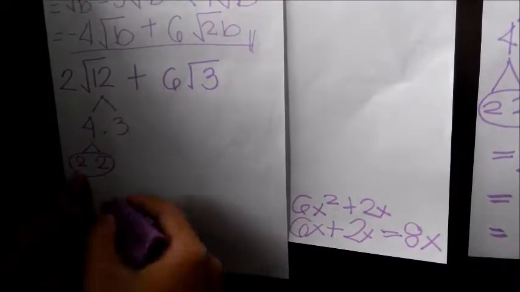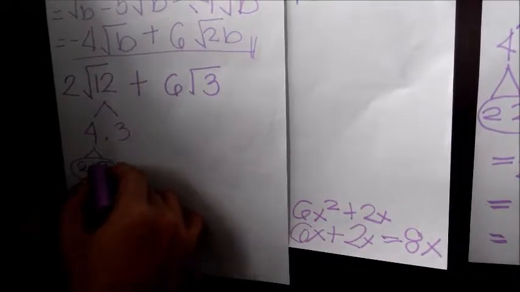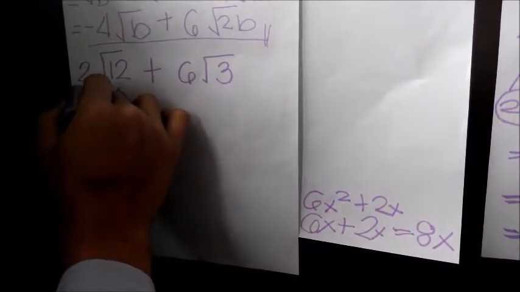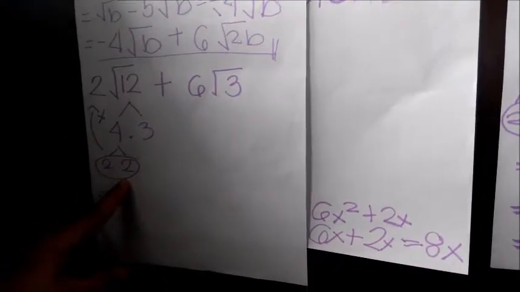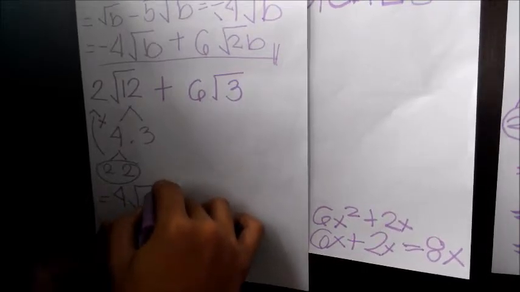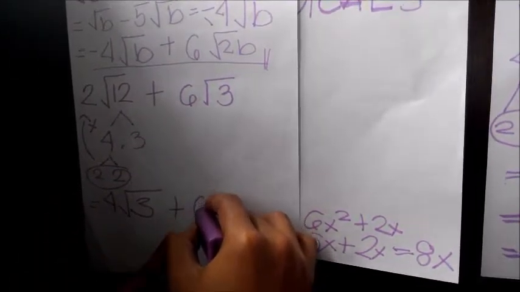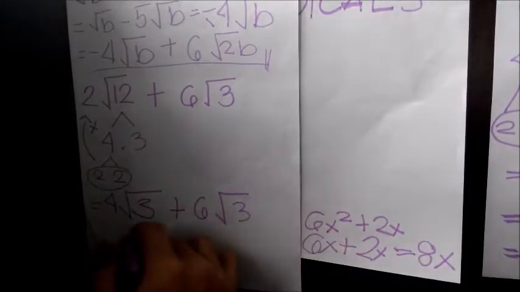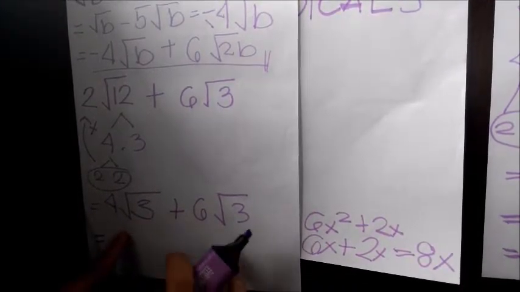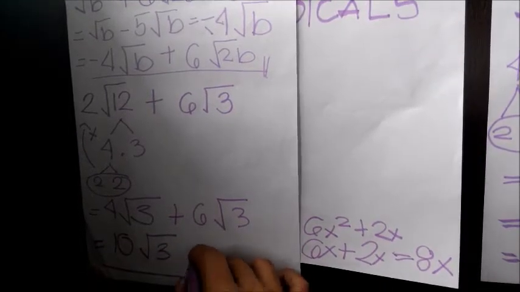So what we're going to do is multiply the factors of 4 to this. If we multiply 2 times 2, we get 4, and the square root of 3 plus 6 times the square root of 3. And if we add these, we will come up with 10 square root of 3, and that's the answer.